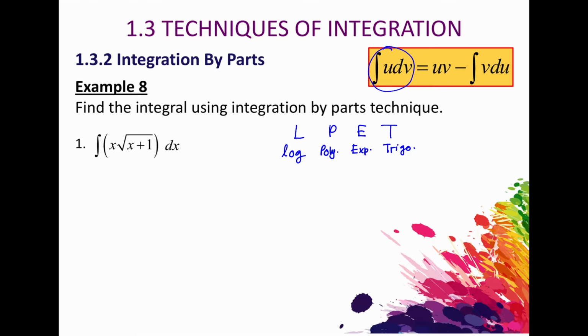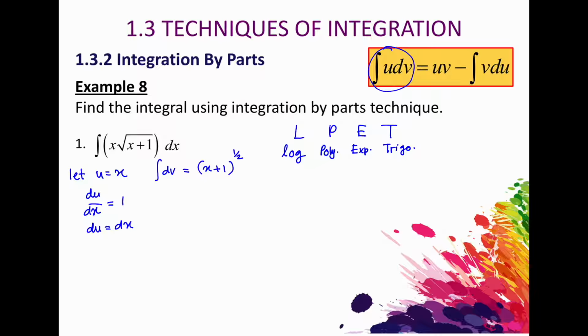Okay, now let's try question 1. So in question 1, both are polynomials, but normally we take the one with less complicated or less power, so that we can reduce it and it has no more x. So in this case, we let u equal to x. Then if we differentiate u with respect to x, we get 1. So du is equal to dx, and the other one becomes dv, which is (x+1) to the power of 1/2.